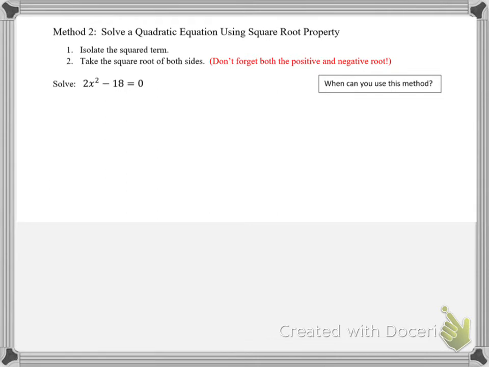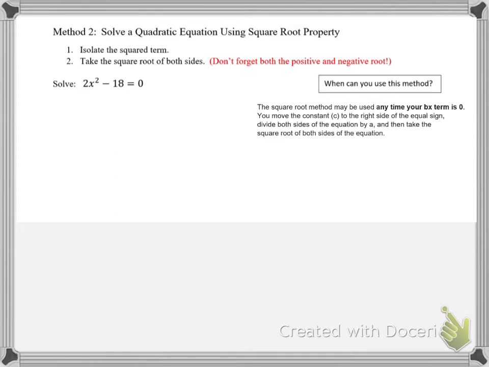We need to know when it's appropriate to use this method, and there's also a very important step that we have to remember. So first, let's talk about when you can use this method. The square root method may be used anytime your bx term is 0. So when we use that square root property, our bx term has to be 0. What I mean by that is if you refer to standard form, ax squared plus bx plus c equals 0, if you notice that the bx term is 0 or is non-existent, then you know that you're able to use the square root property.